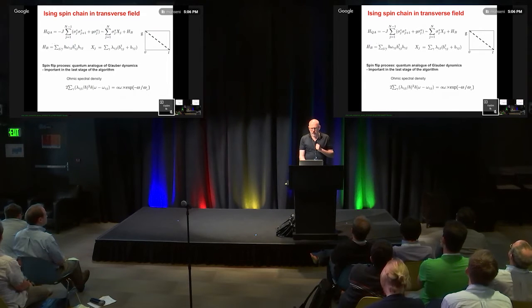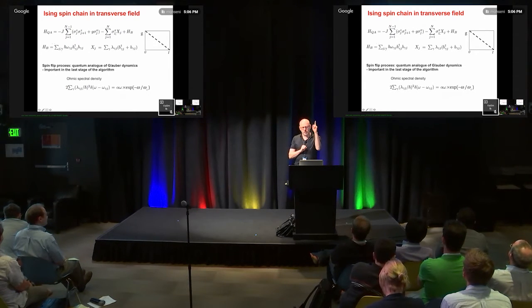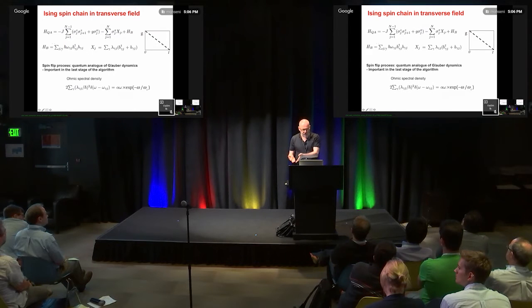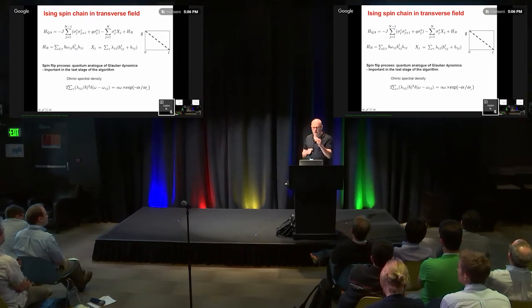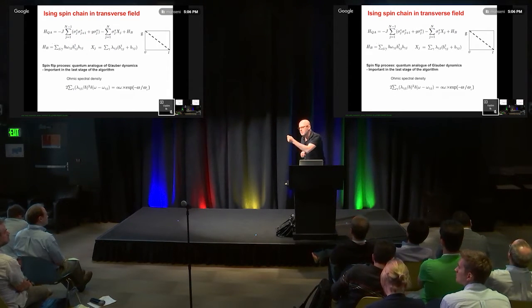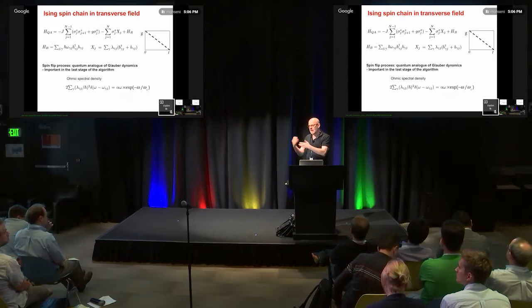We're going to add coupling to the environment through the spin flip process, essentially coupling to sigma x. At every spin, the sigma x Pauli matrix will be coupled to its own thermal bath through the operator X_j. It's a thermal bath, you can call them bosons. We'll consider a bosonic bath. What is important is that this process corresponds to a simple classical spin flip process in Glauber dynamics. That's the counterpart.